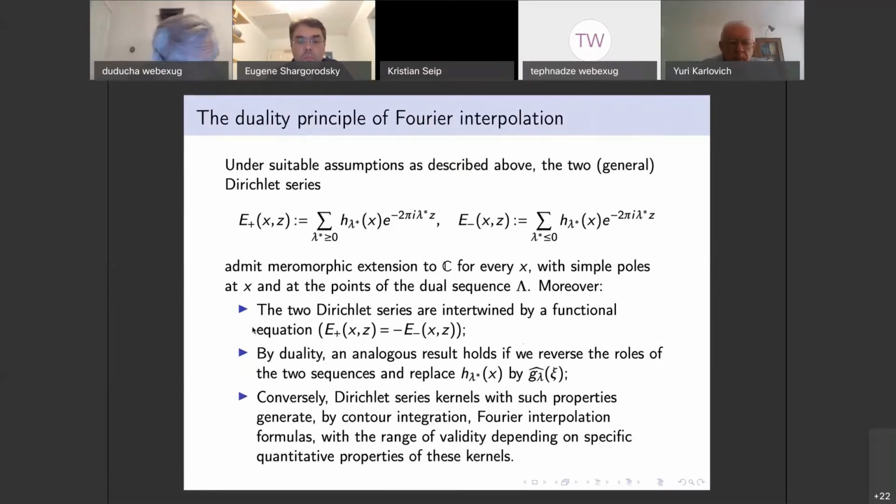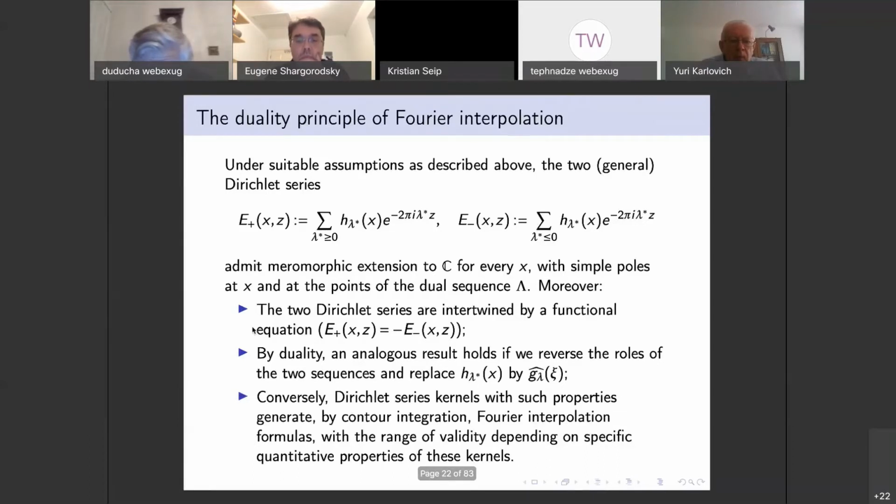And so whenever you have a Fourier interpolation formula, behind the scene there is this phenomenon of these Dirichlet series with their meromorphic extensions and poles at the dual sequence. Conversely, whenever you have this situation, it is a fairly standard matter to check that this will give you a Fourier interpolation formula. You do the usual tricks from analytic number theory of contour integration. So this duality that I described gives in some sense a characterization of this phenomenon, except of course that it's not so easy to find examples of this kind of situation.